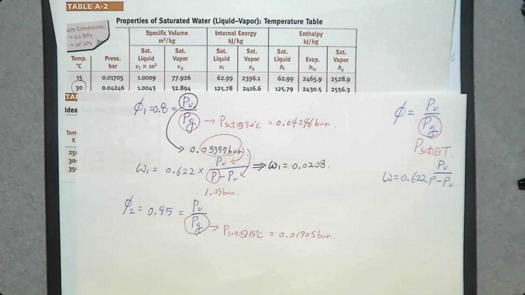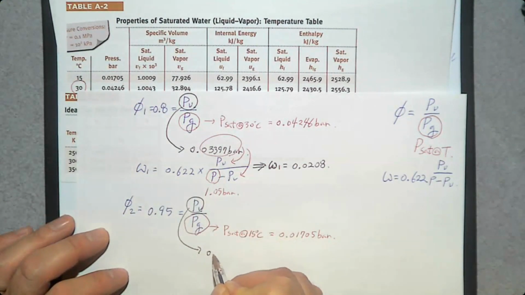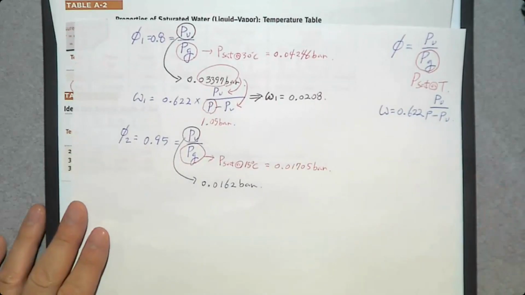Then from here, you can determine PV. So what is PV? 0.0162 bar. Then now we can determine omega. So whenever you convert between relative humidity phi and humidity ratio omega, what is the most important property? PV. So if you want to convert this into omega, you need to determine PV, and we use this equation to determine PV.